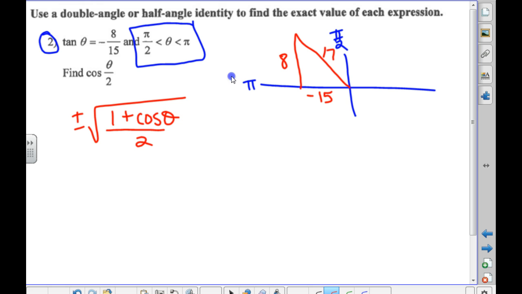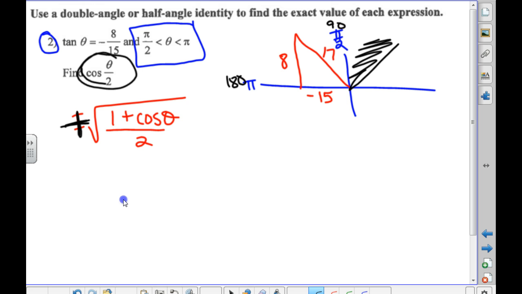And we need to determine whether it is the plus or the minus. If we are somewhere between 90 and 180 and we were to take half, we'd wind up somewhere between 45 and 90. So it's positive, and in that first quadrant everything is positive. So this is going to be a positive square root.